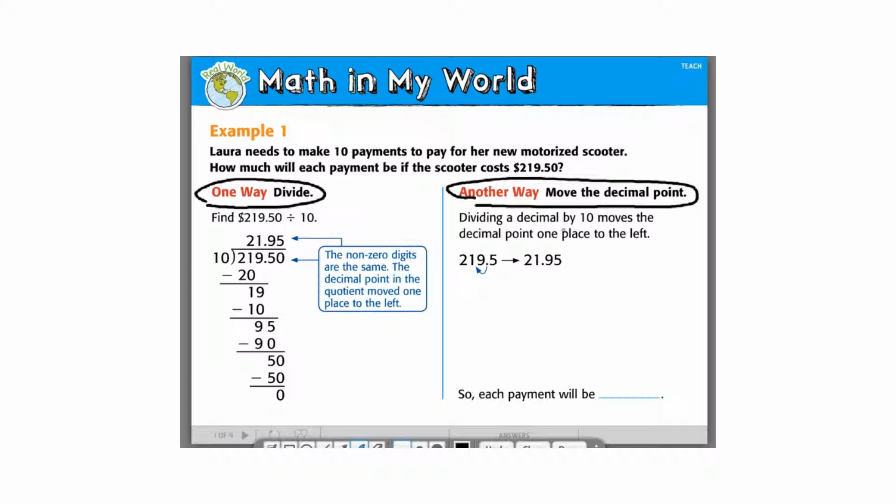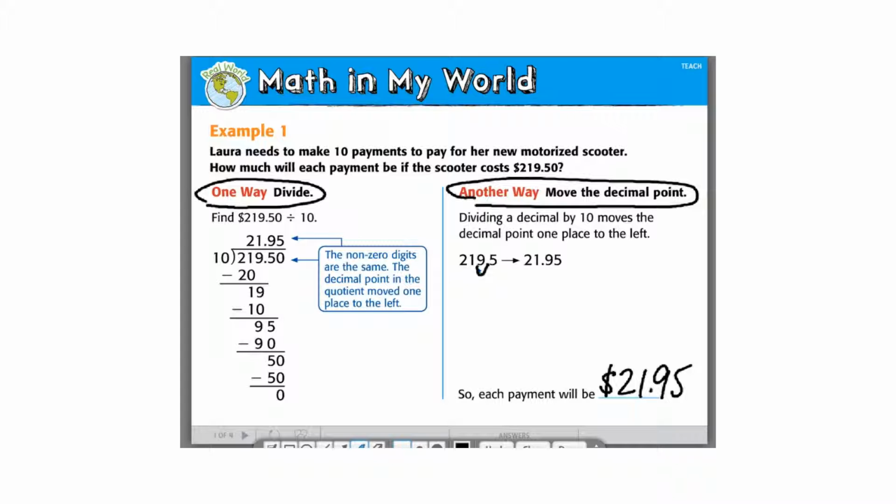The other way, that's over here, shows that you can divide a decimal by 10. When you divide a decimal by 10, you move the decimal point 1 place backwards to the left. So instead of $219.50, you take the decimal point and you scoot it back 1 space. So your answer is still $21.95. On this page, it's just showing you that there's 2 ways to solve the same problem.